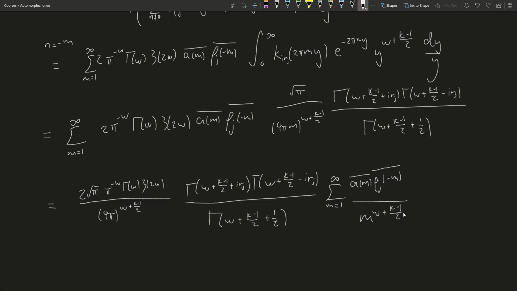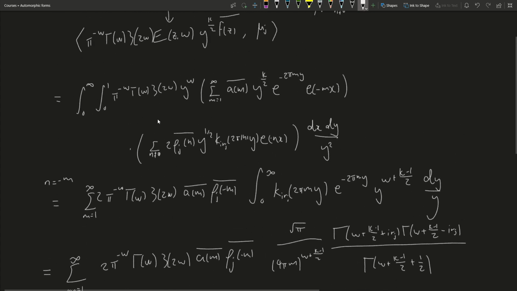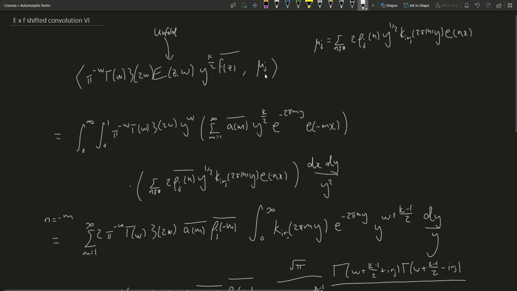Okay, so that was a little bit messier than the previous ones. I hope I didn't make any mistakes. And next up will be this inner product, but with an Eisenstein series instead.